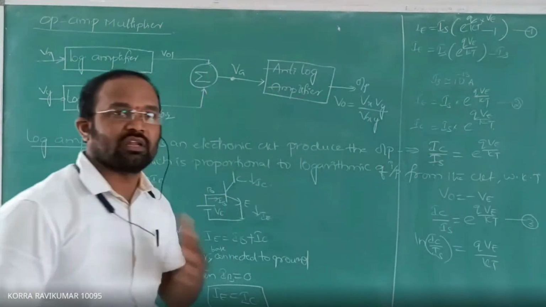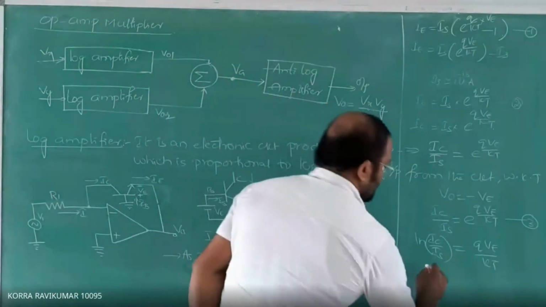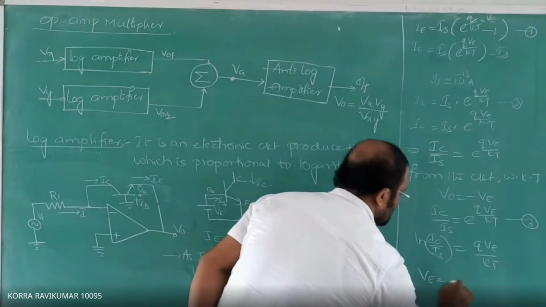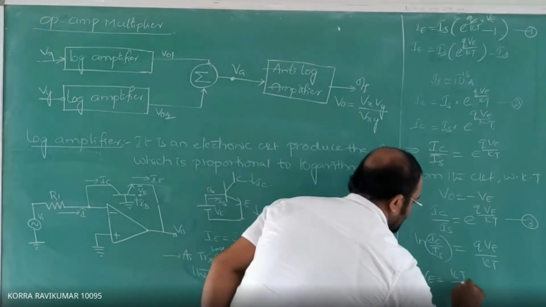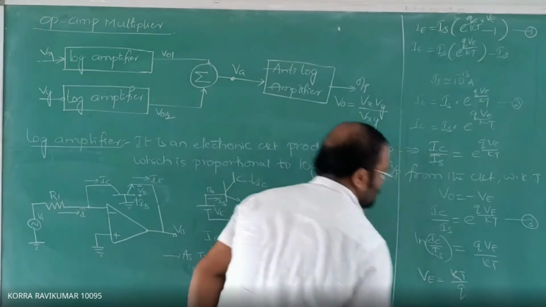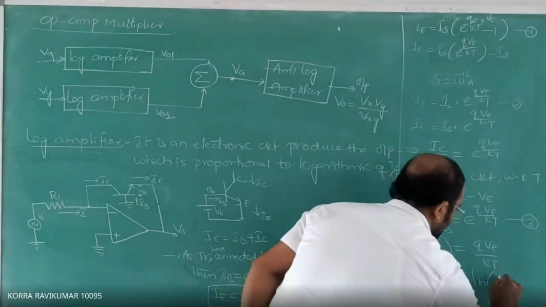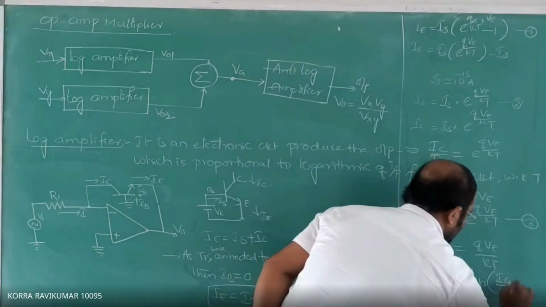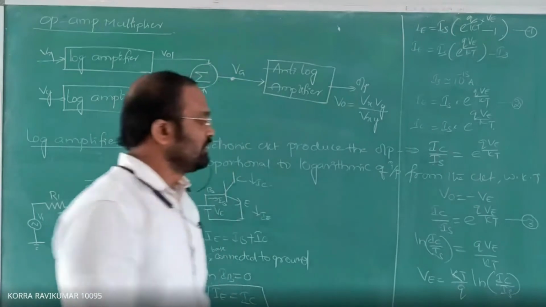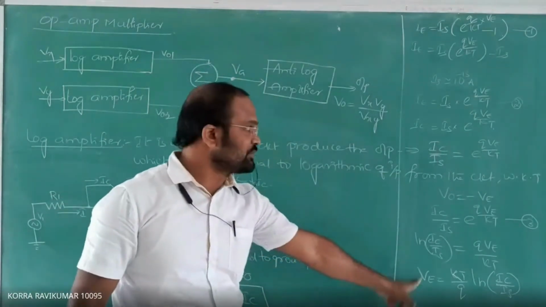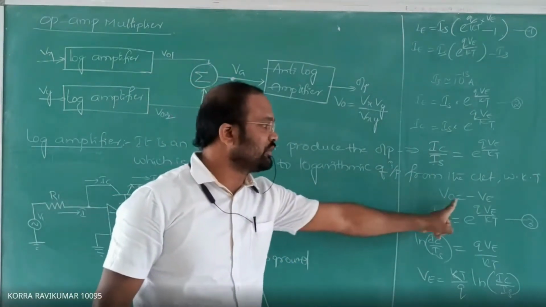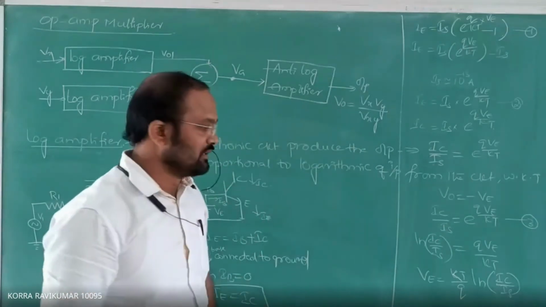From this, VE is equal to KT by Q into natural logarithm of IC by IS. In this expression, substitute VE equal to minus V naught.